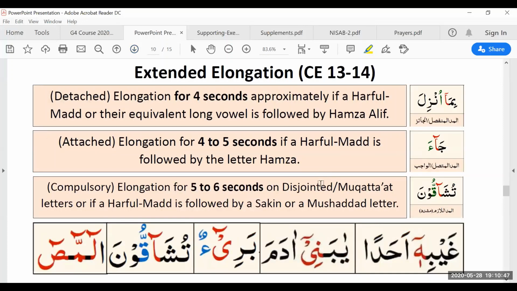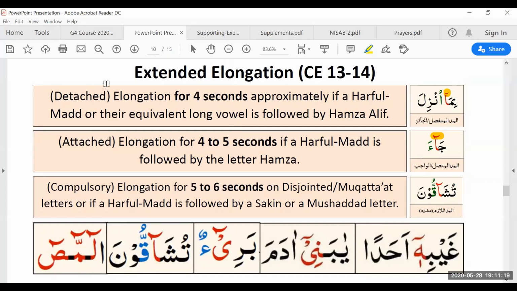Okay. So then near the end of the course before Ramadan, we covered extended elongation. First of all, there are 2 broad categories of extended elongation. They are a medium long stretch, which you can see here, and an extra long stretch. So these are the two broad categories. And then within these categories, we went into some detail.